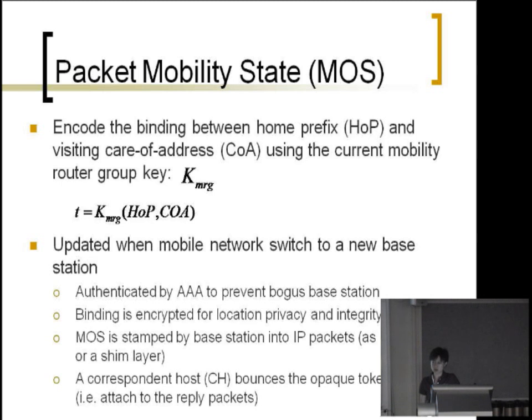This is updated when the mobile network switches to a new base station. When a mobile network goes to a different base station, we use the AA server to prevent a bogus base station from announcing the new location of the mobile prefix. This binding can be checked by verifying the correctness of the token, which is encrypted using the group key agreed upon by a set of routers.